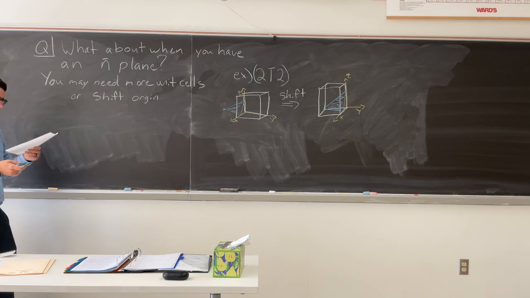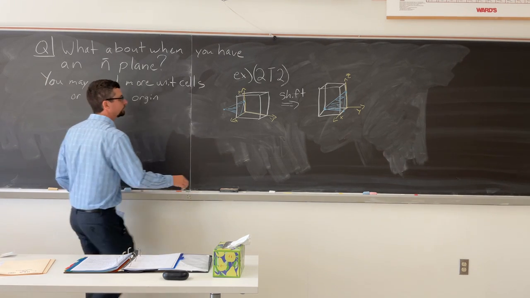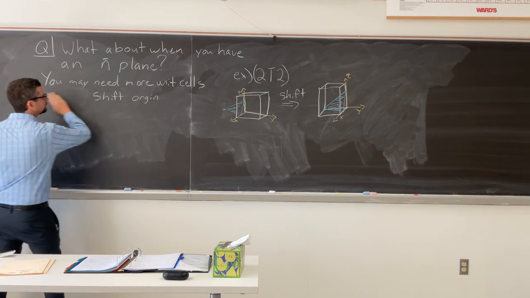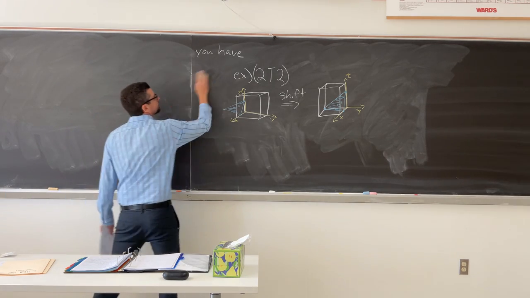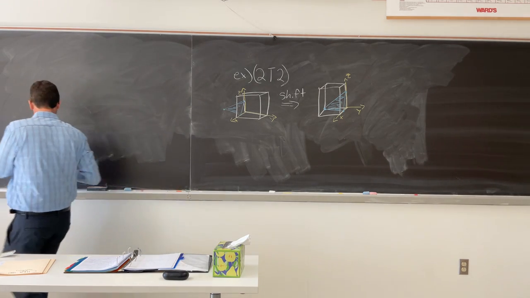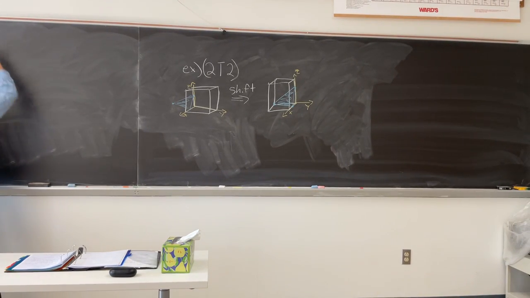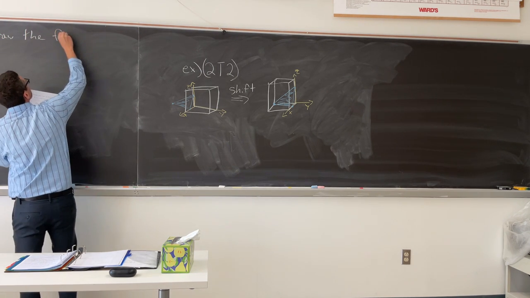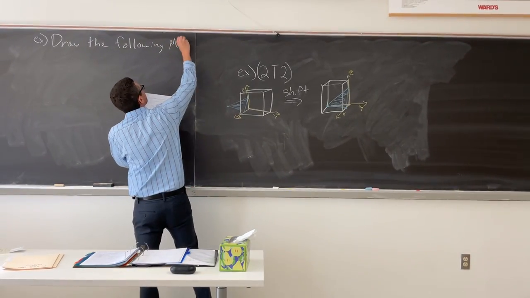Okay, let's go with a couple more examples where we'll have to move it in different directions. Am I okay to erase this side? Okay. Example, draw the following Miller planes.